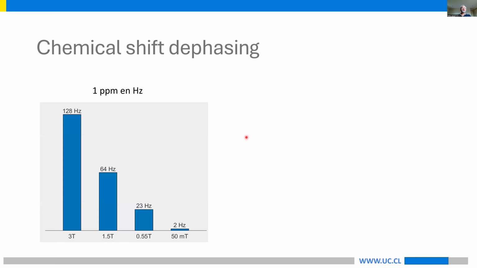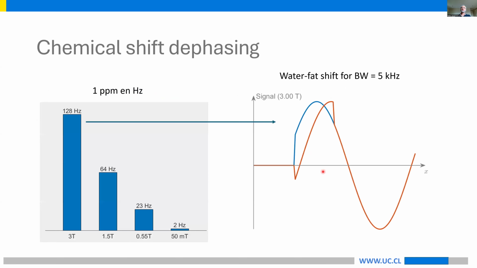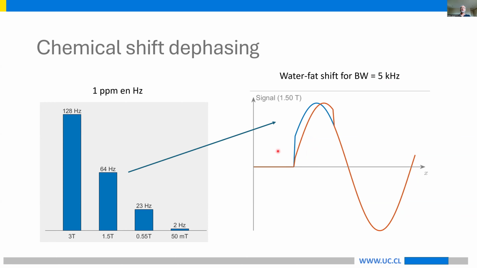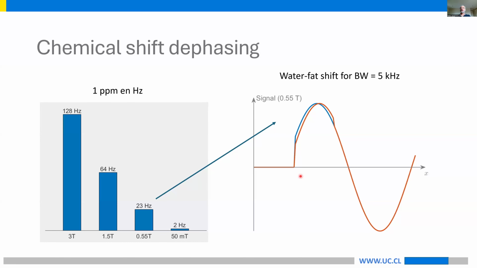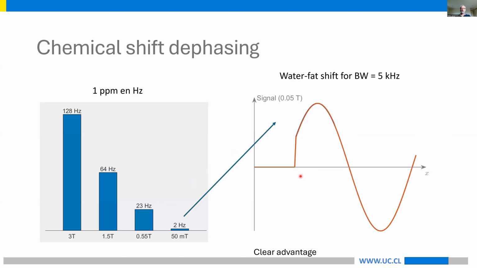And how can you see this? Let's say you are at 3 Tesla. So if you are at 3 Tesla, your water is going to be this blue line here, and the fat is going to be this red line. So there's going to be a shift that will depend on the water fat separation, which is 3.5 ppm at 128 hertz. Oh, sorry, I'm measuring with 5 kilohertz bandwidth. So here you can see the shift at 3 Tesla. Here you see the shift at 1.5 Tesla and 0.55 Tesla, and then at 50 millitesla, showing that chemical shift is not a problem.